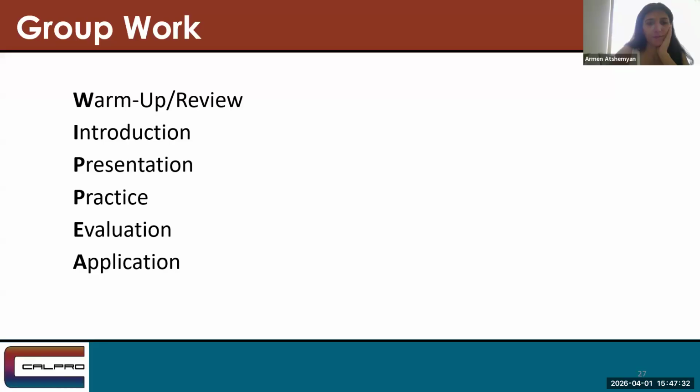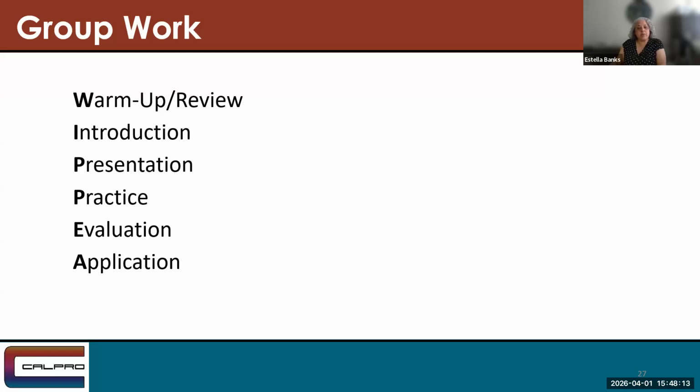So throughout this multi-level ESL lesson, there will be a variety of grouping strategies. You've probably heard of the WIPPEA lesson planning format, which is provided to us by the California Adult Literacy Professional Development Project, CALPRO, that we use here. So let's take a moment to identify and clarify what the elements of the WIPPEA lesson plan are. The W is for warm up and review, I for the introduction of the lesson, P for the presentation, another P for practice, evaluation, E, and then the A for application.